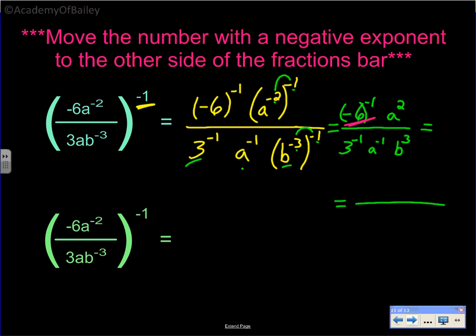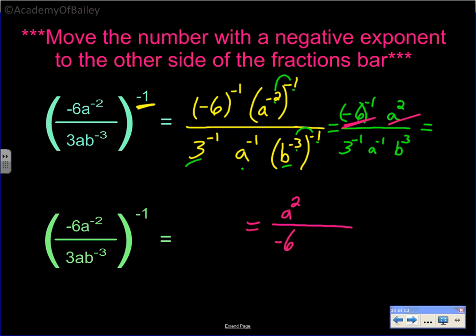Let's look at -6. -6 has a negative exponent. So if -6 is on top of the fraction bar, it goes to the bottom. A has a positive exponent, so it stays on top.